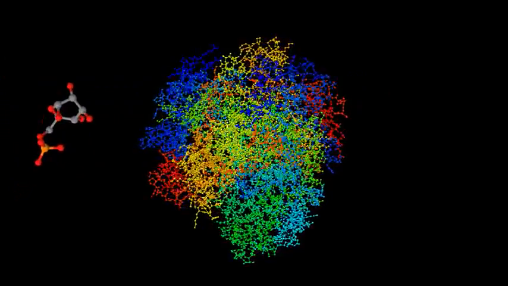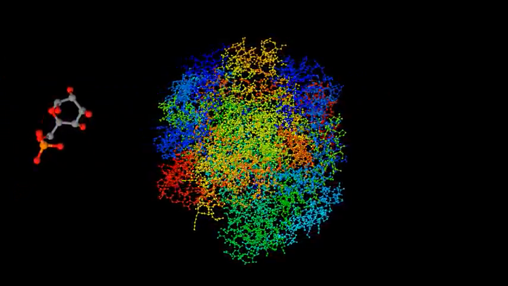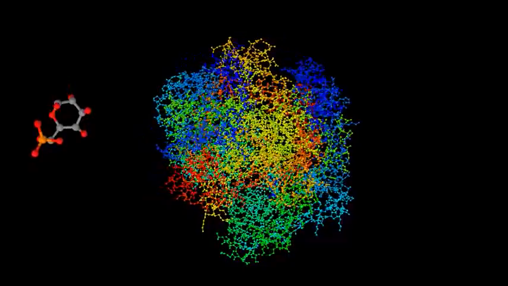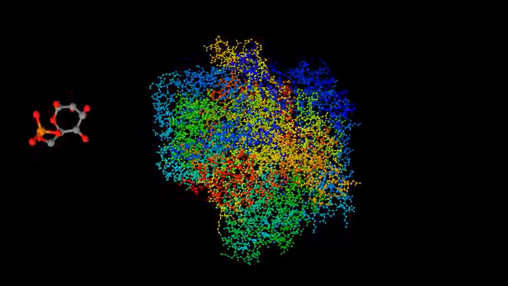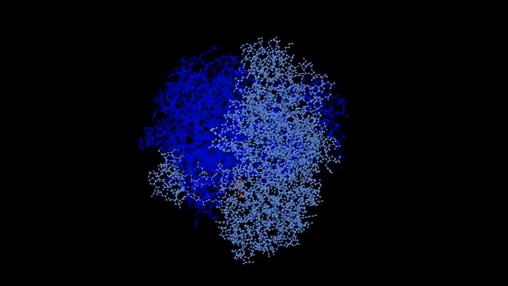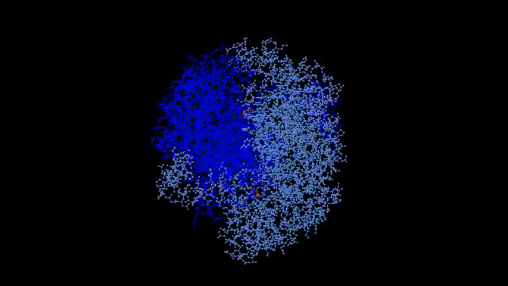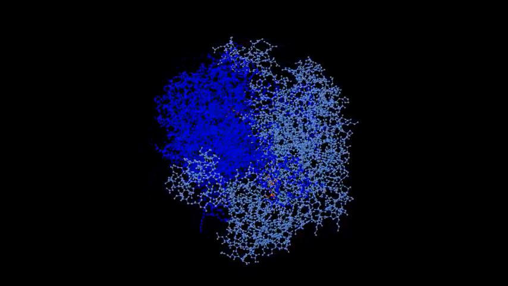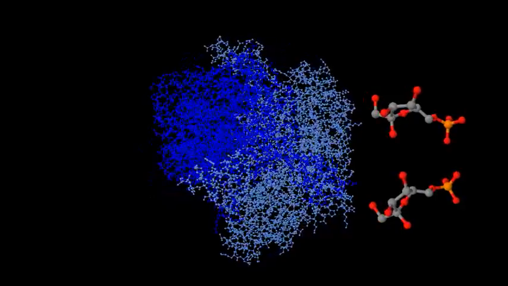This enzyme is phosphoglucose isomerase, and its job is to change the shape of the molecule we just made. It takes the glucose 6-phosphate and shuffles a few atoms and makes fructose 6-phosphate.